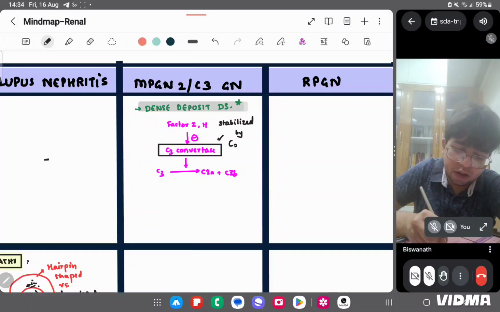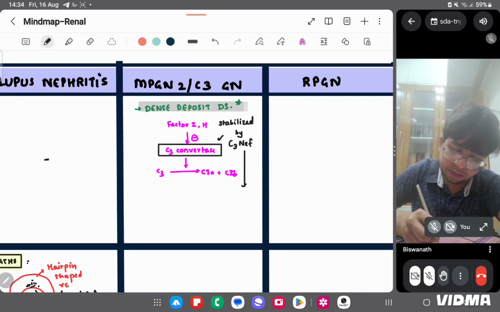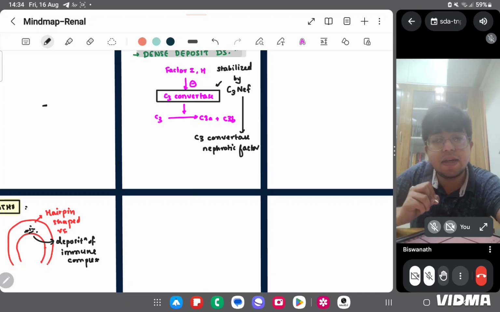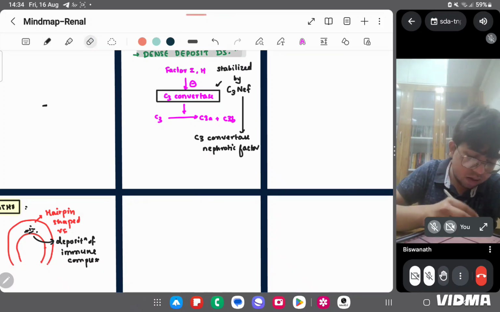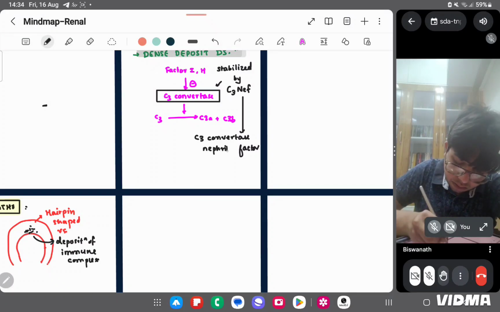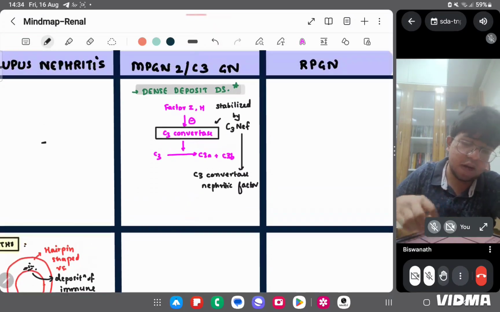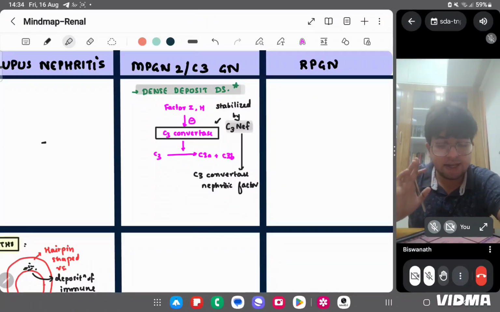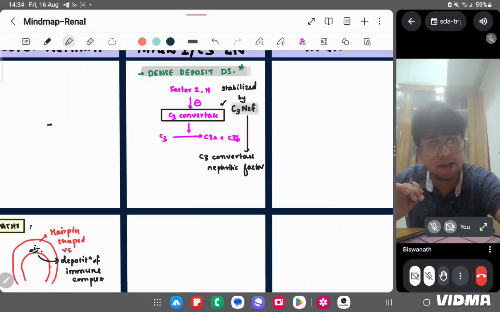Okay, C3NeF. What is C3NeF? C3 nephritic factor, pardon me, nephritic factor. This was stabilizing it. So this is the etiopathogenesis.